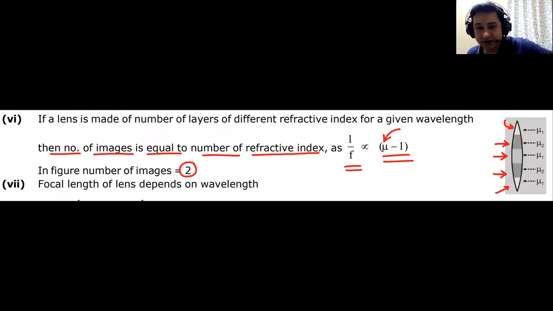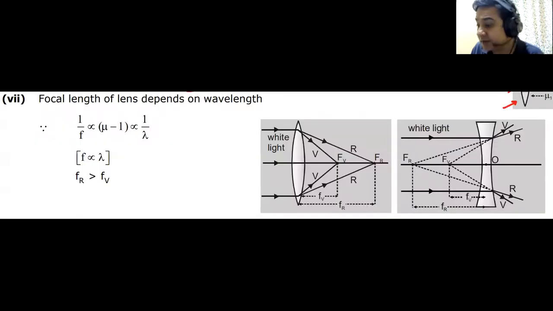Please note it down while I give you the time. Then again, a very important point, and this question can come in various ways. It can come in the form of a convex lens, as you can see. It can come in the form of a concave lens, as you can see.